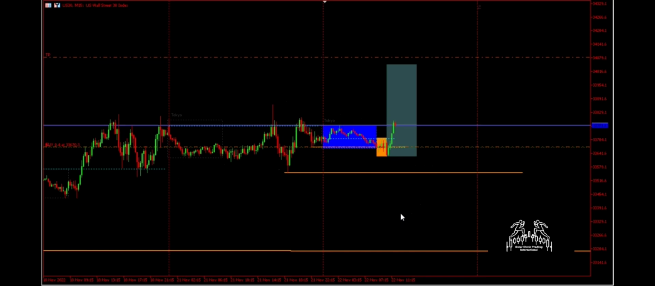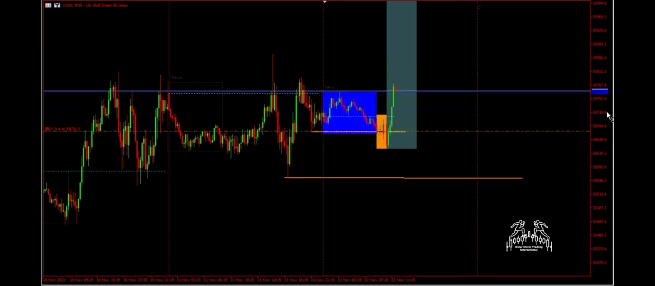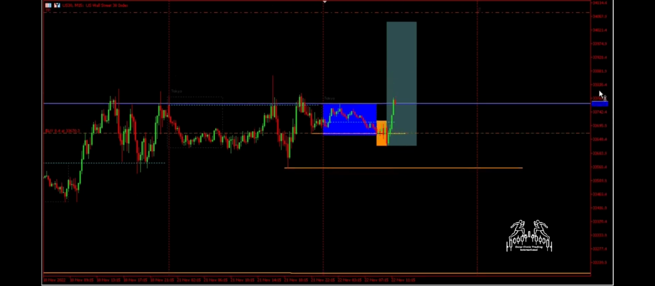So we're looking at the US30, and I have a bullish bias today. As you can see, I'm already in the trade and it is running. You know what is happening here in this series? As you all know how we kill this thing.